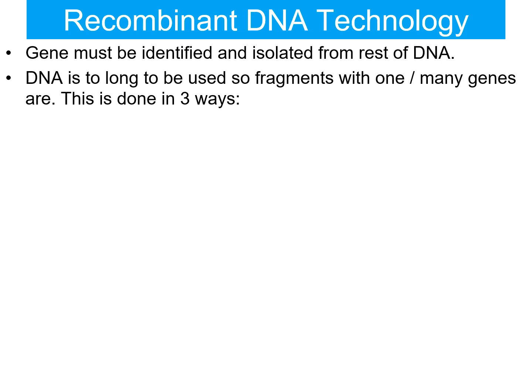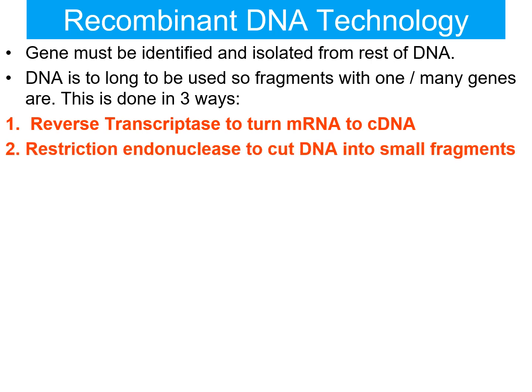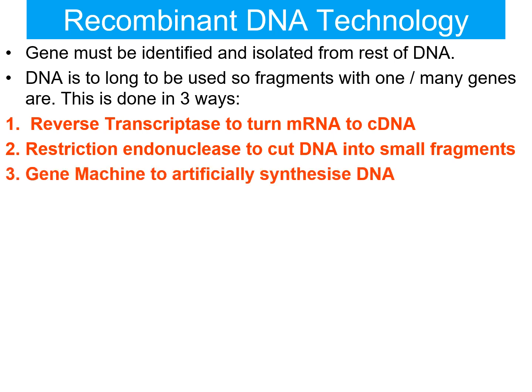And basically, there are three ways we isolate the DNA. We can use reverse transcriptase, which we'll talk about in a few moments, restriction endonucleases to cut DNA into small fragments, or the gene machine to artificially synthesize the DNA. So let's look at each of those in detail.